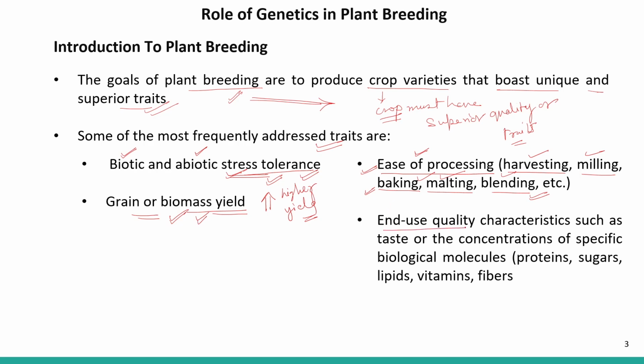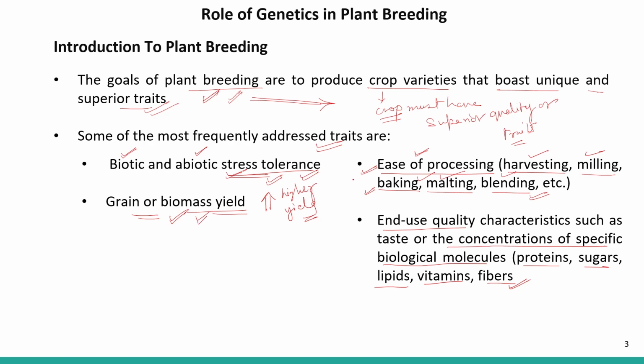And end-use quality characteristics such as taste or the concentration of specific biological molecules like protein, sugar, lipids, vitamins, and fibers. So these biological molecules must be present in a good amount and a high concentration in the crop which we obtain by plant breeding, right? So this plant breeding technique is used for these goals.